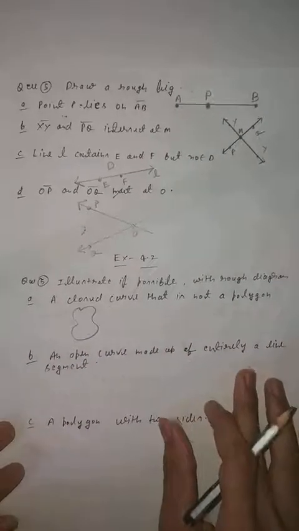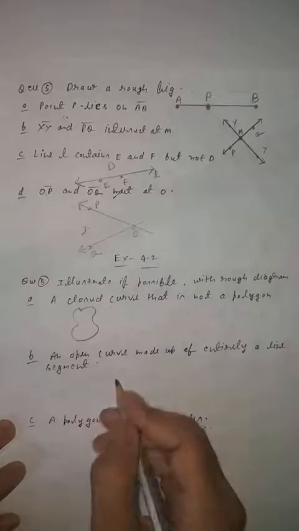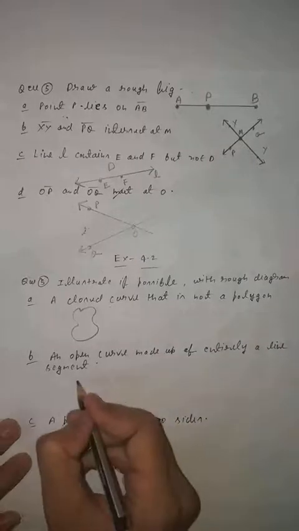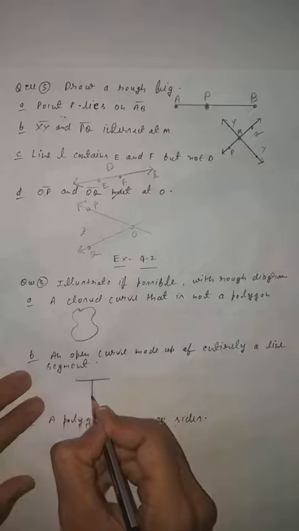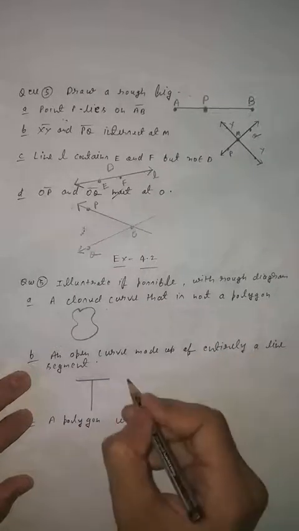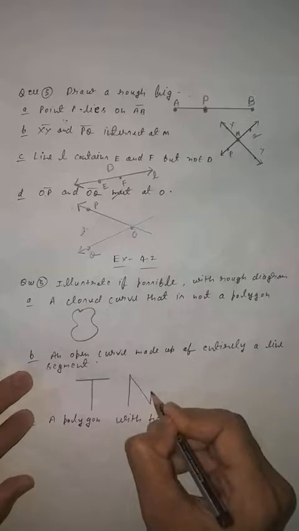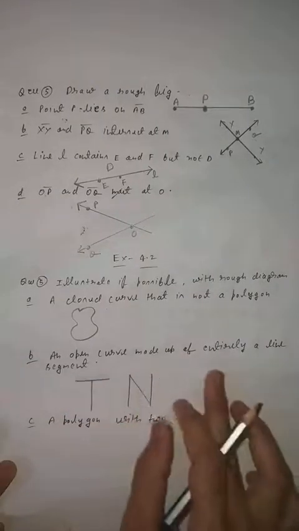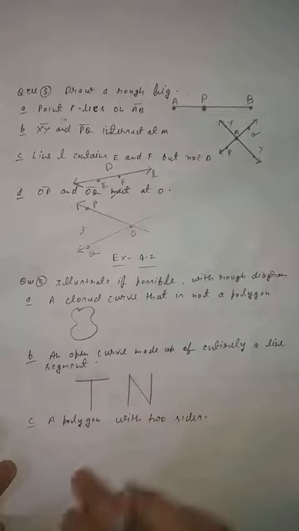Now next is an open curve made up of entirely line segments. So students, you know that an open curve is made up of entirely line segments. So you know that this is a line segment. And if you draw a figure like this, this is an open curve made up of line segments. Another one you can draw, this is also like this. Many shapes you can draw, it depends on you. This is an open curve made up of entirely line segments. Open means you can see this is open, this is also open.